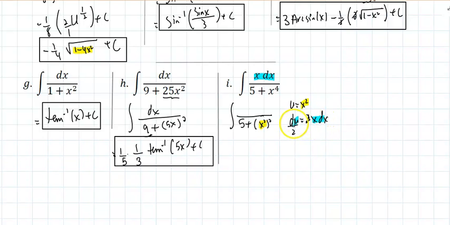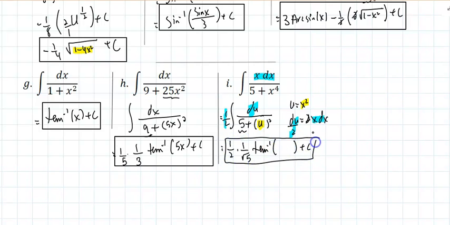And my du is really nothing more than x dx is nothing more than 1/2 du. And now it matches. That'll be my u, right? There. And now this is 1/2 times, what do you square to get 5? Radical 5. The inverse tangent of u over radical 5, plus c. And what was u? U was x squared. So you could write any number as a perfect square by taking the square root of it.